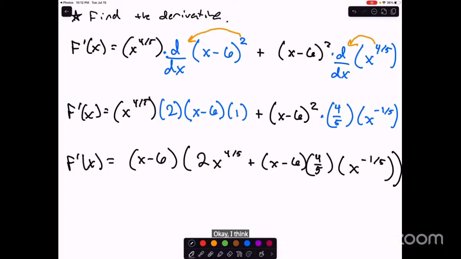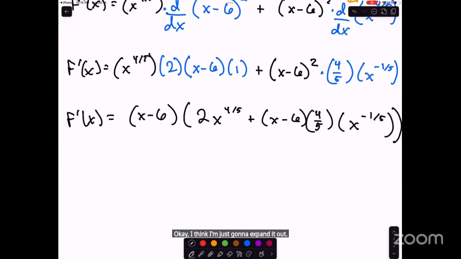Okay, I think I'm just going to expand it out. Did I miss anything? That move to the front, that move to the front. We got our 2 times that. Okay, I'm just going to try to simplify it down some.